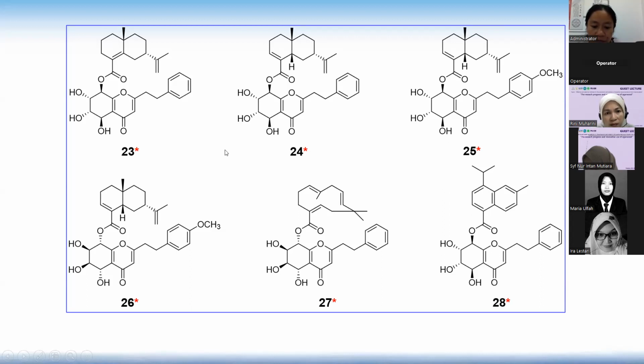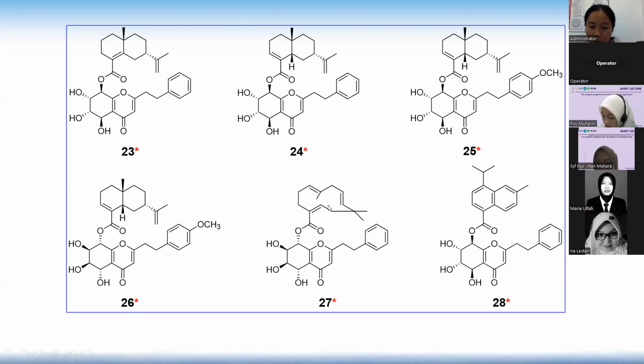And then, also before we only had one compound with chromone and sesquiterpene, but from this sample we have a number of them, and the number is very high.